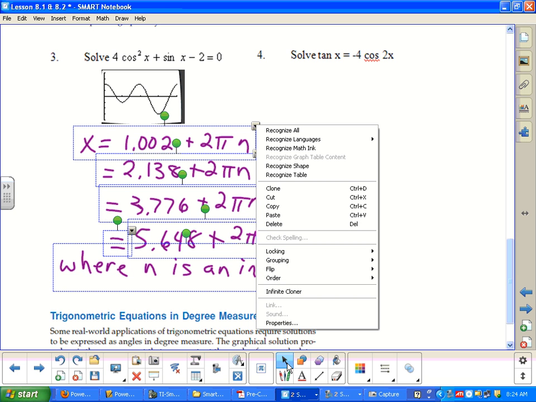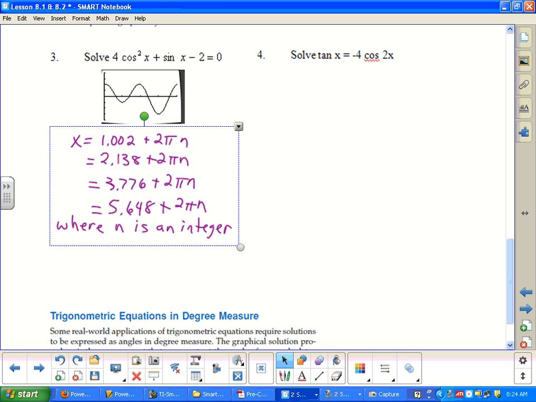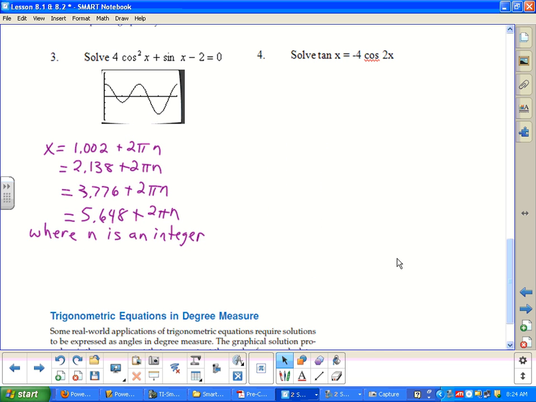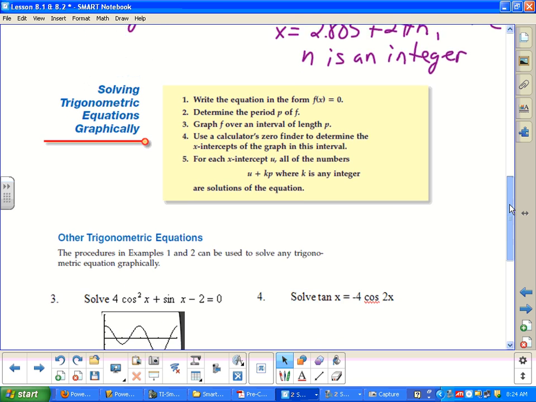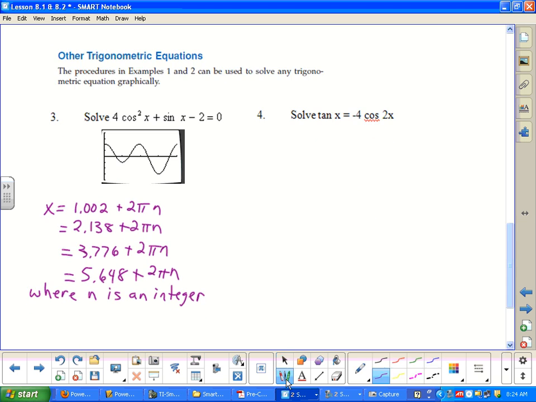Now, let's talk about number 4 before you graph it, just for a second. One of the things that it says in these rules is to determine the period. It says to write it as f of x equals 0, then determine the period. So let's write it, first of all, in that form. So we have the tangent of x plus 4 cosine of 2x equals 0.